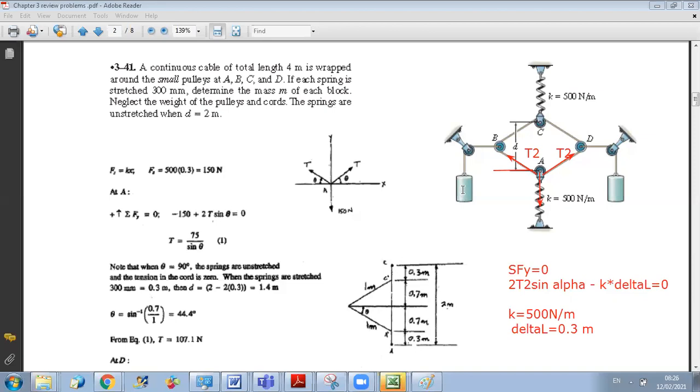Okay? Any question on this problem? Doctor, can you please repeat how we got the length 0.7 meters? Yes, of course.